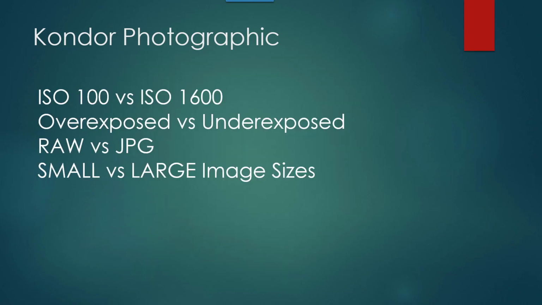So we looked at ISO 100 versus ISO 1600, overexposed and underexposed images, RAW versus JPEG, and small versus large image sizes. And that's mostly all of the goodies that will affect the noisiness in your image.